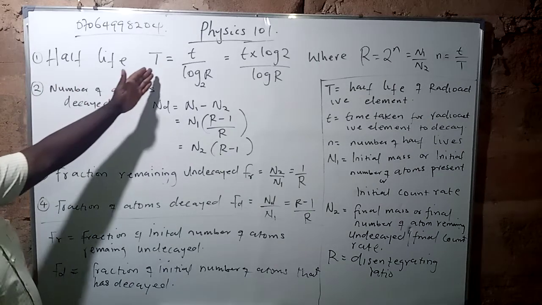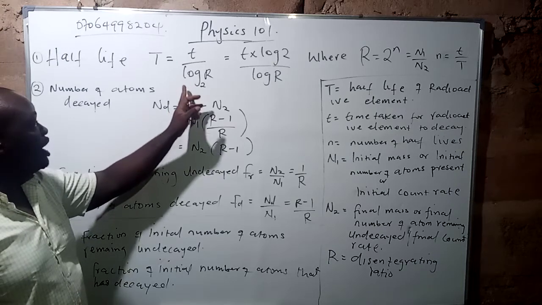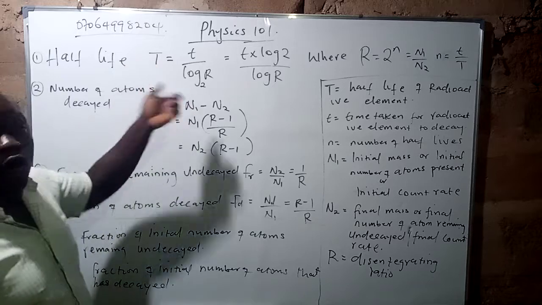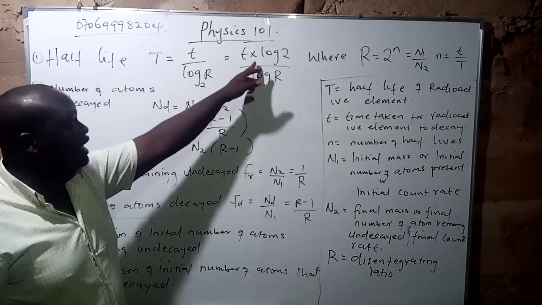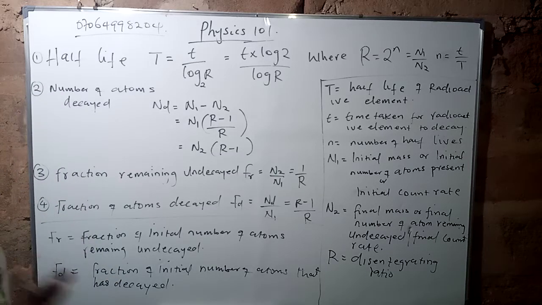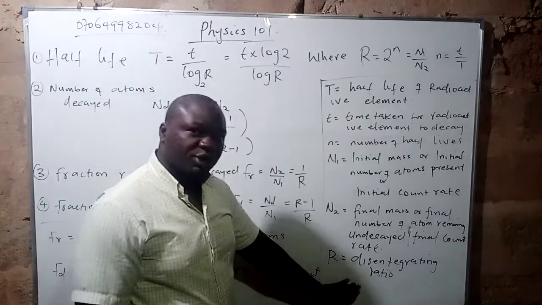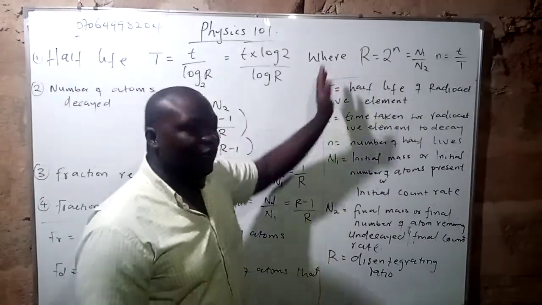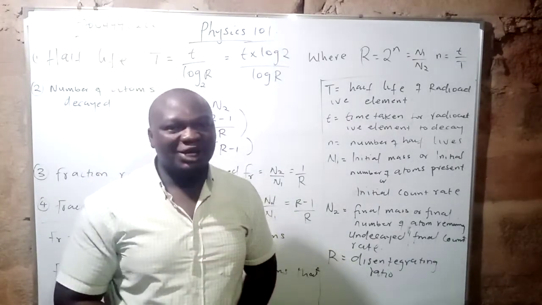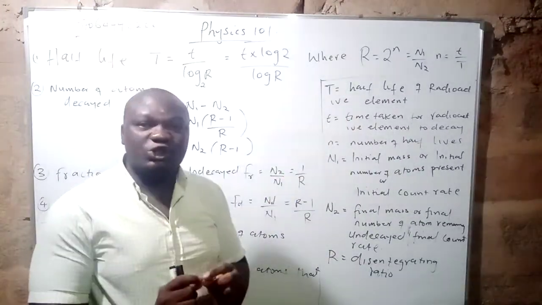From the board, you can see I said this is a formula. Capital T is equal to small t all over log base 2 of R. Either you use this formula, or you can use t times log 2 all over log R. Know very well, your R is the disintegrating ratio. But this is the formula for R. When I start solving questions on this, you will start seeing that this is so easy.